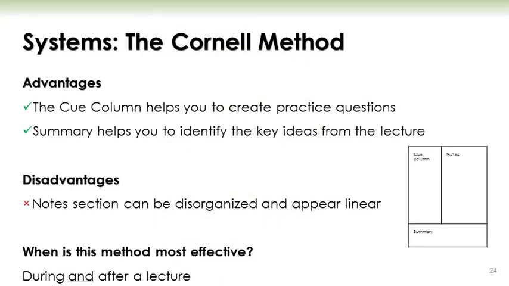The Cornell method is great because the Q column helps you to create practice questions. This means that you identify what was important in the lecture and how it can be tested. The summary section helps you to figure out the key ideas from the lecture in a few sentences. This is useful because you won't have to read through all of your notes to understand the point of the lecture.